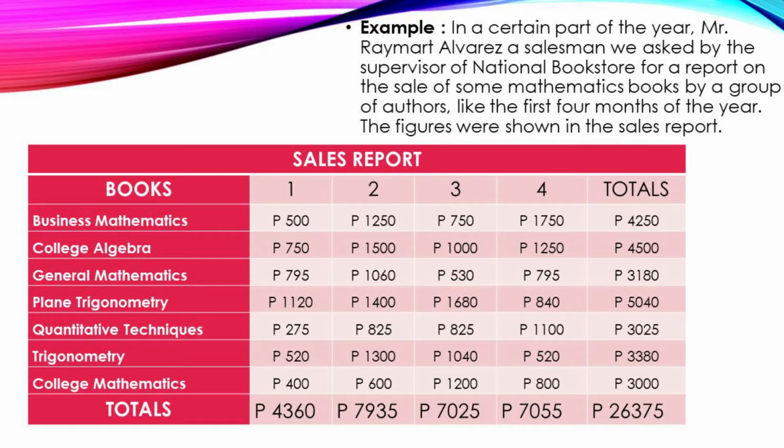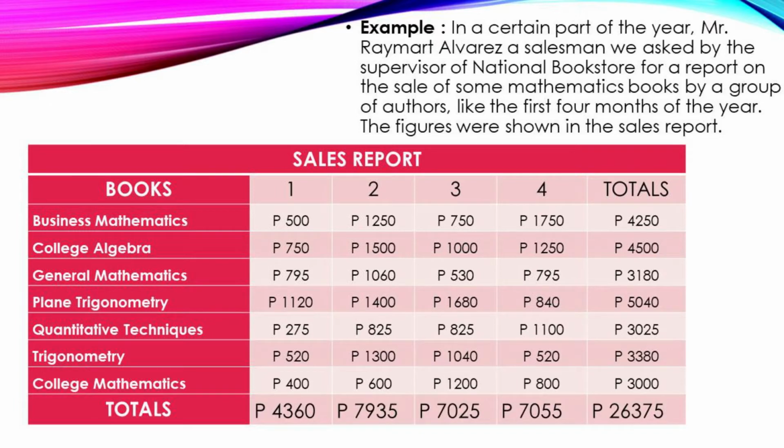Second month, 1,250 pesos. Third month, 750 pesos. Fourth month, 1,750 pesos. Then the total for first month to fourth month in business math is 4,250 pesos. Second, for college algebra books, first month we have 750 pesos.